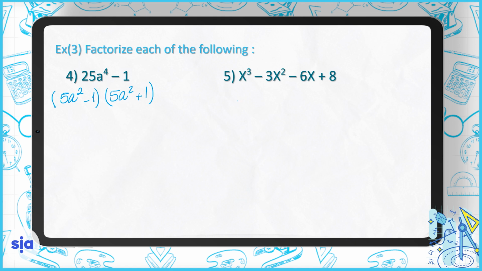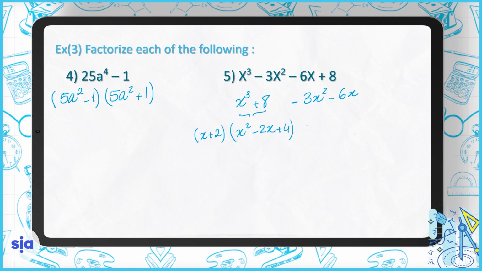In question 5, let's rearrange this as x cubed plus 8 minus the 3x squared minus 6x. If you want to factorize this, it will become x plus 2 multiplied by x squared minus 2x plus 4.